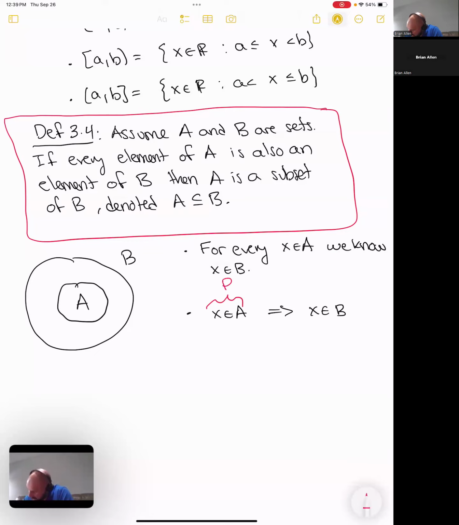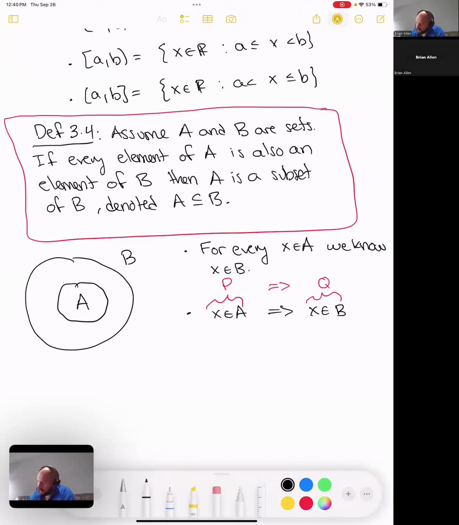So that's like P implies Q. You can think of a subset definition as a type of implication: if x is in A and A is a subset of B, then x is in B. Okay, good. Let's look at some simple examples of subsets.